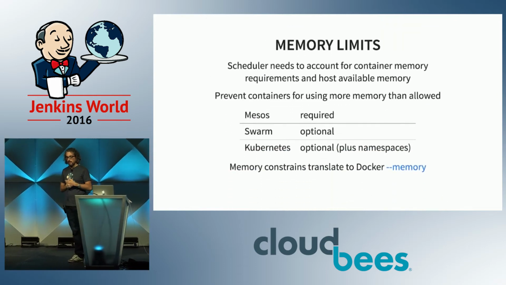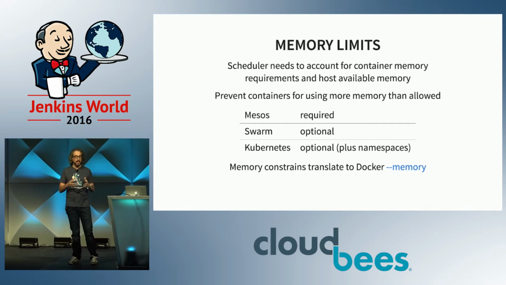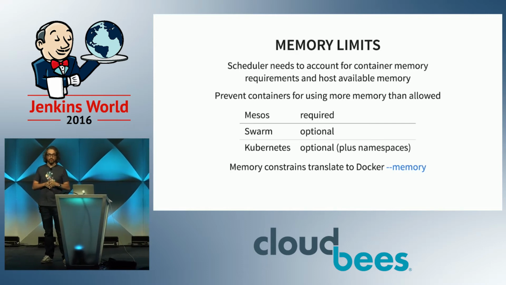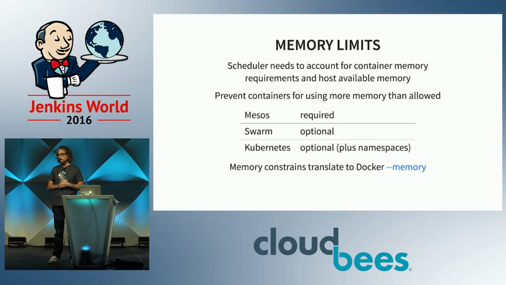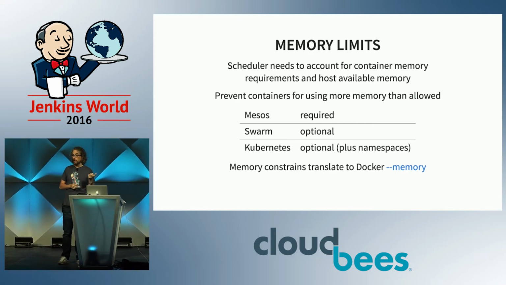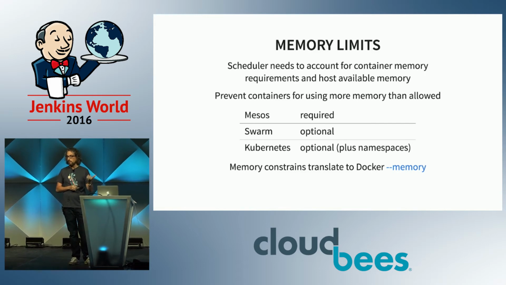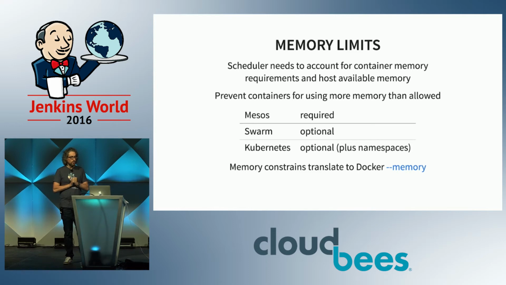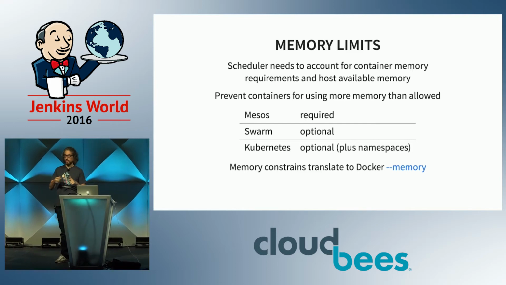Memory limits. Obviously, you can run things in a cluster without telling much to the scheduler, but you probably want to say, hey, this container that I'm running requires this amount of memory, so make sure you run it in a host that has that amount of memory available, and also make sure that it doesn't go greedy and take more than this amount of memory, because otherwise my other jobs or other containers are going to get penalized. So in Mesos, that kind of gets required by the definition. In Swarm and Kubernetes, you can define it. And this constraint relates to the Docker option, that's memory.